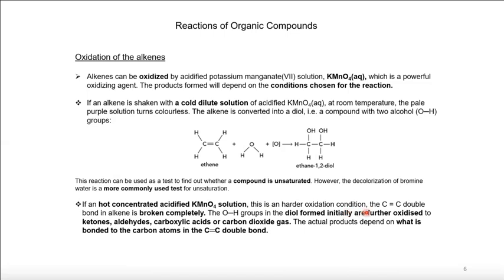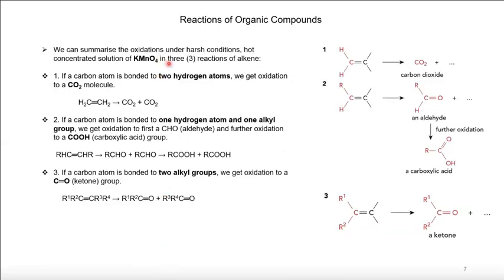Under the harsher oxidation condition, the carbon-carbon double bond in the alkene is broken completely, and the OH groups of the diol formed initially are further oxidized to what? Ketones, aldehydes, carboxylic acid, or carbon dioxide gas. The actual product depends on how the carbon atoms in the carbon-carbon double bond are attached to the other atoms. Well, we summarize this.